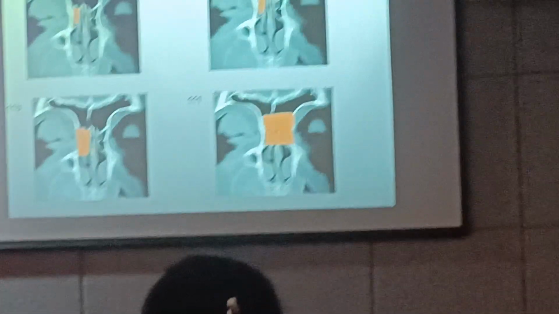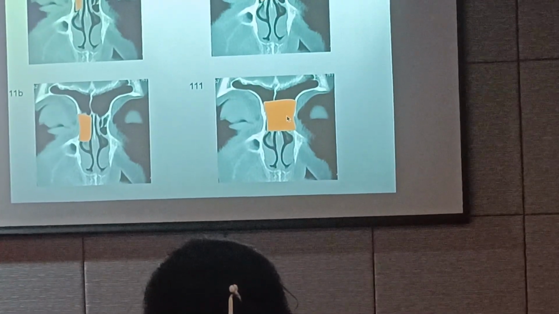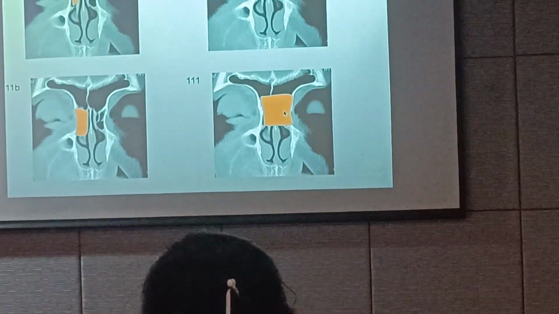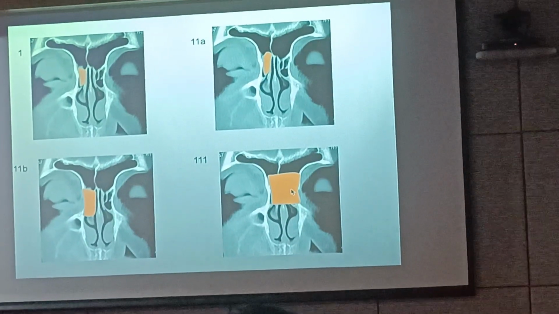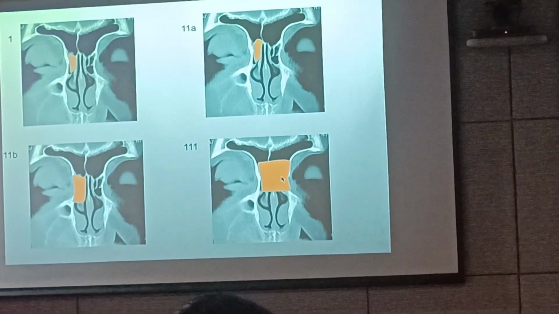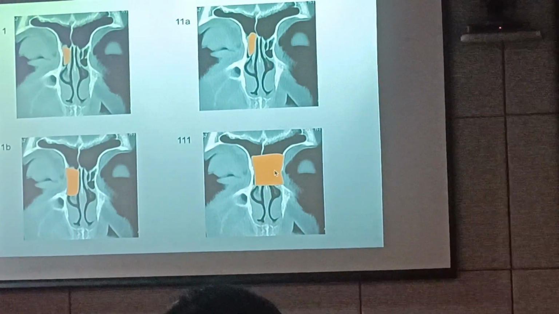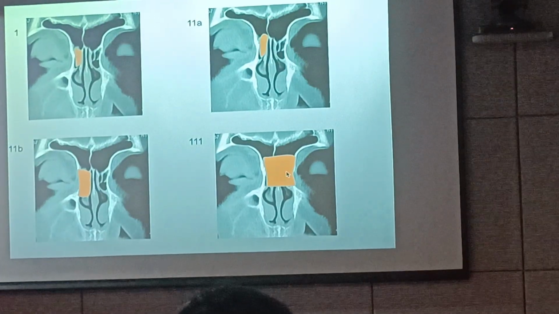Draft 3 is from one lamina papyracea to the other lamina papyracea. What you do in a Draft is actually remove the frontal beak. When you remove the frontal beak, the entire floor of the frontal sinus is gone on both sides, and both the frontal sinuses are created into a single large cavity into the nose.